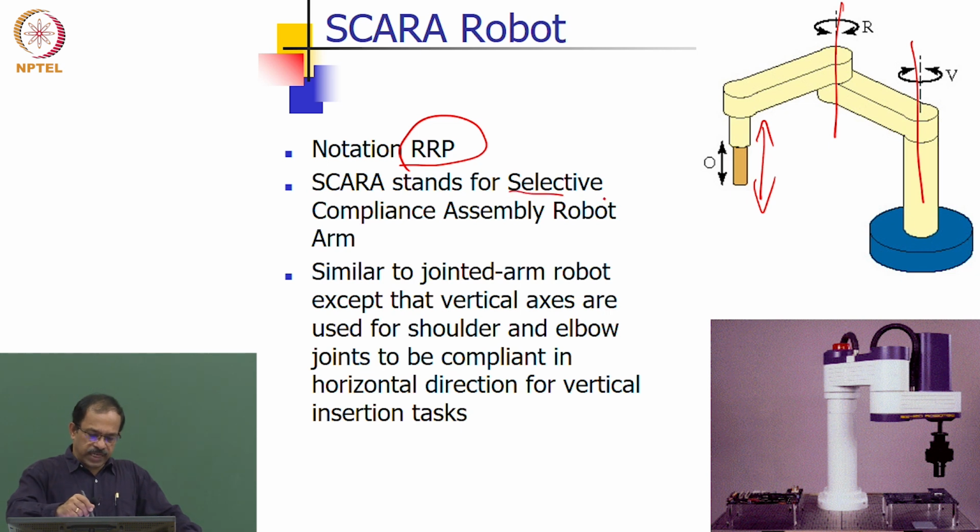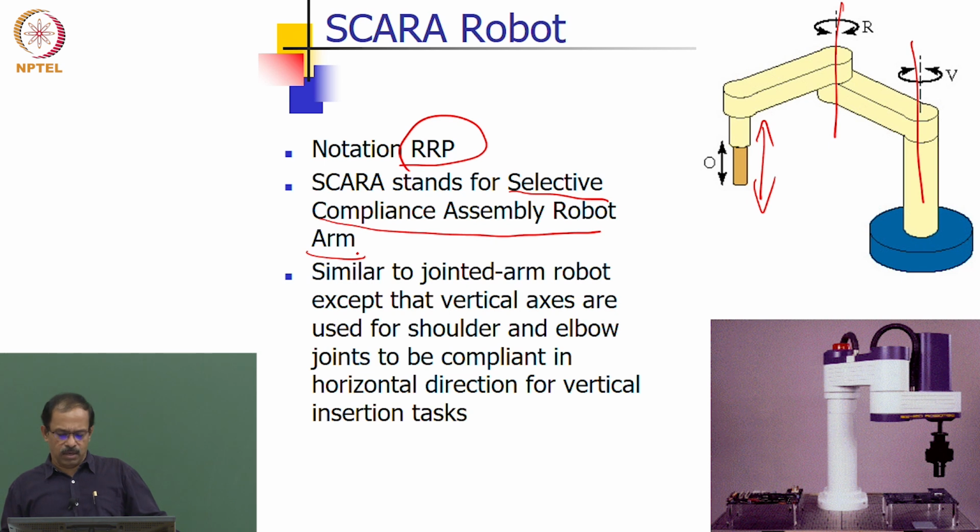It stands for Selective Compliance Assembly Robot Arm. It's a very commonly used robot because a lot of pick and place operations require a bit of compliance in one direction. That is, it should be able to move in a particular plane so that you can get compliance and then insert, if you have a peg and hole assembly problem. So you will be able to get compliance using this kind of robot.